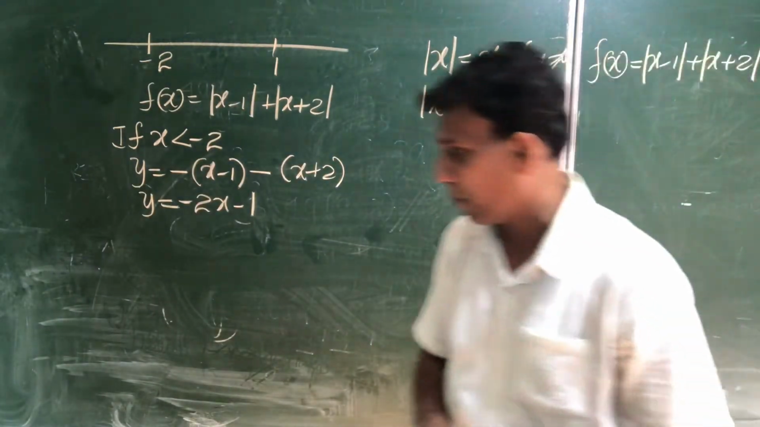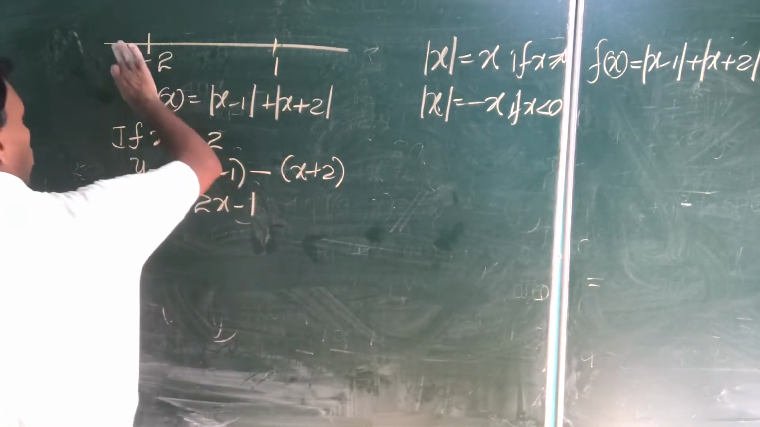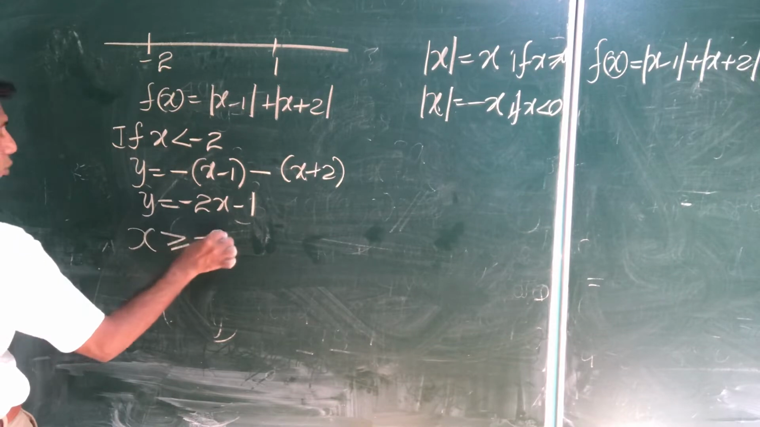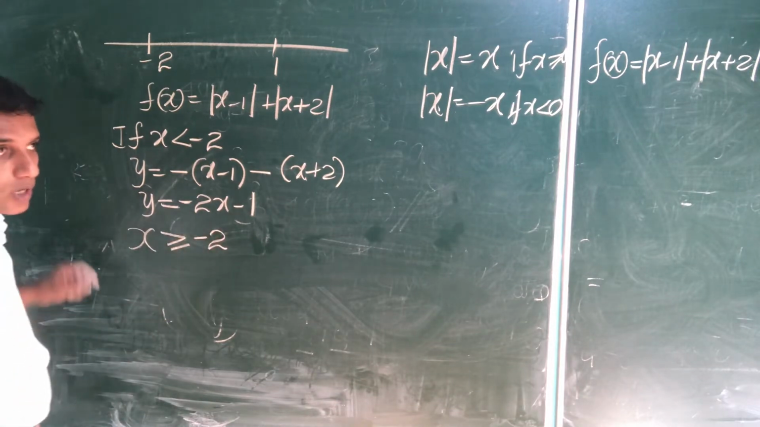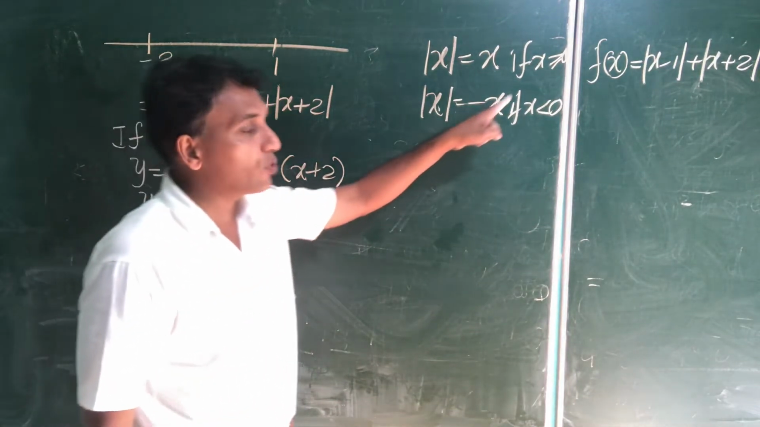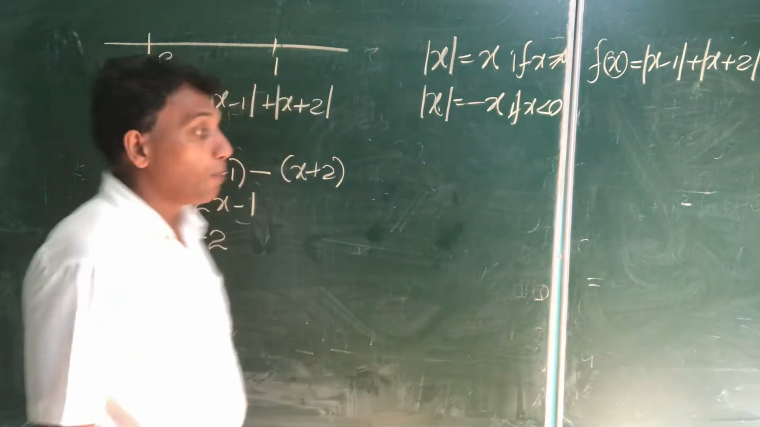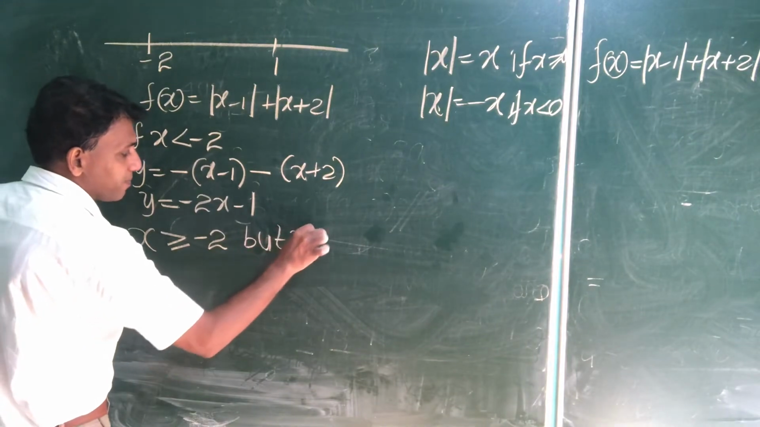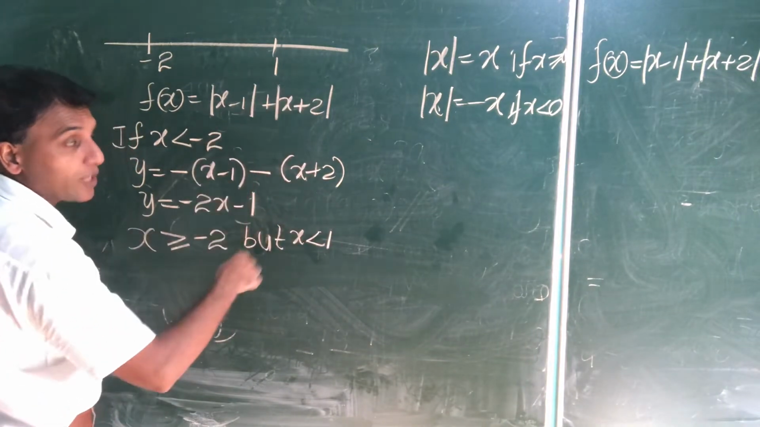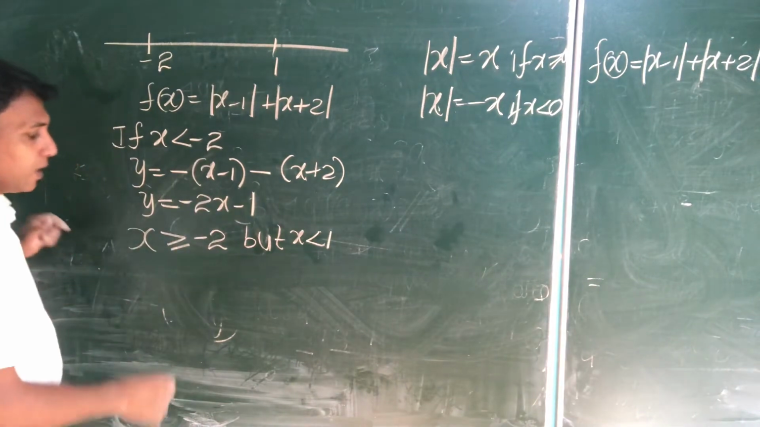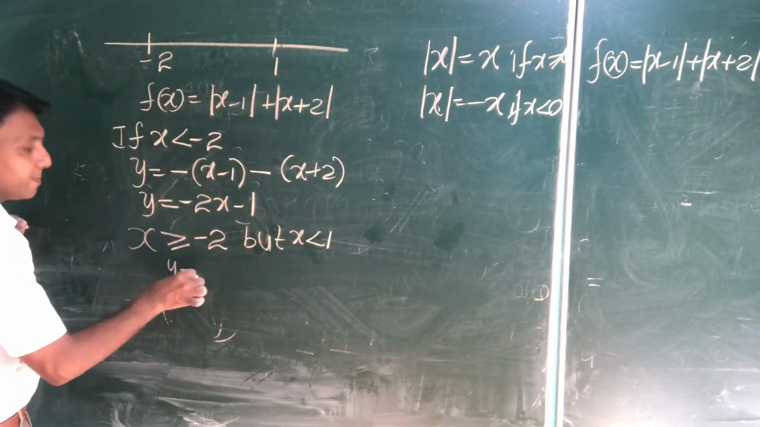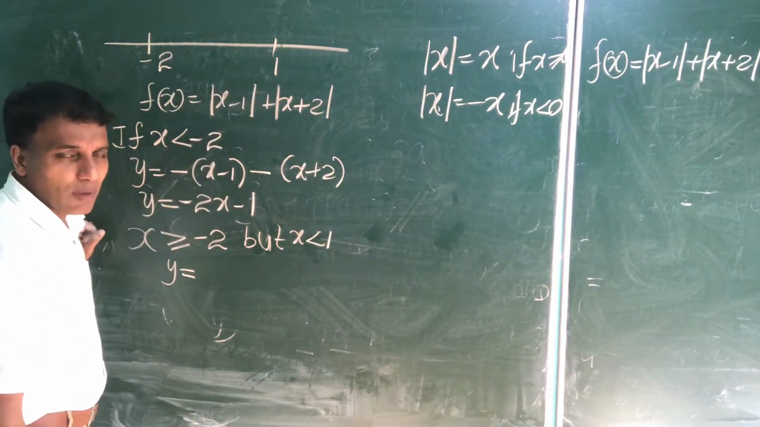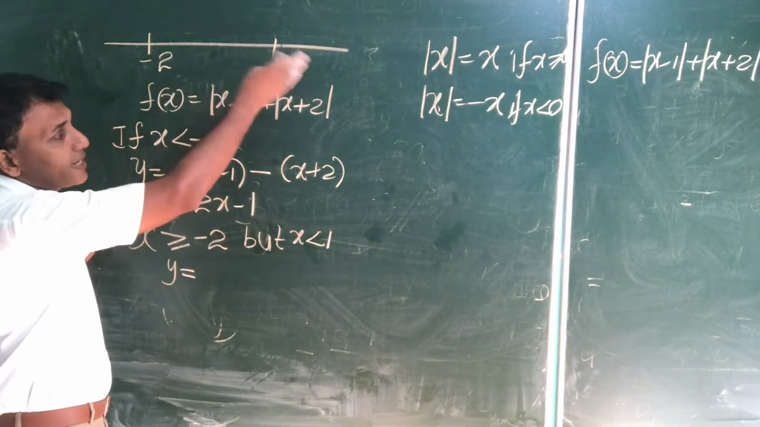One graph, one shape. Now the next part: x greater than or equal to minus 2. For the greater only we put the equal symbol, right? But less than 1. But less than 1, between these. So what is y equal? Put a number between these. Can I say 0? Can I mark 0, right? More than this, less than this.